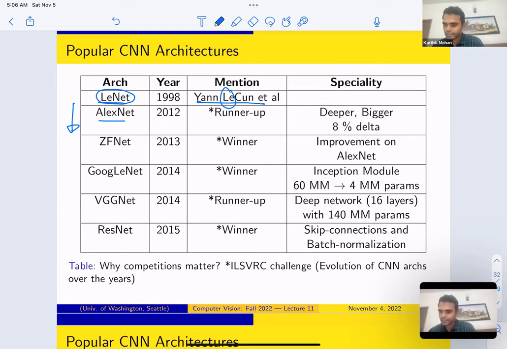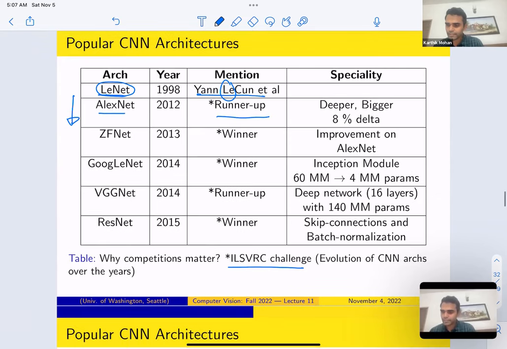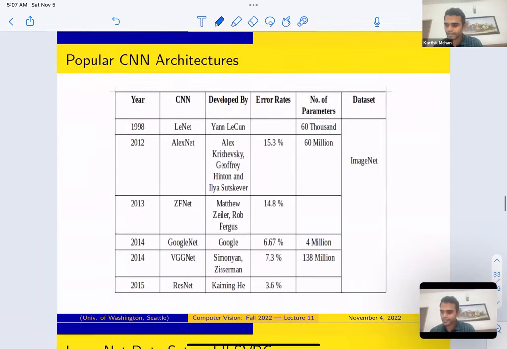You see there's this mention here of runner-up, winner, all of that. This all corresponds to a challenge. And this is why computations matter, right? Like you also have a Kaggle competition. The idea is that the best model comes out of a competition. And so every year, starting with 2012, people have been making submissions to this challenge and coming up with better models for image classification and other tasks. So we'll take a look at some of these architectures.